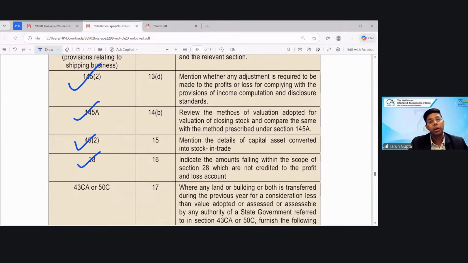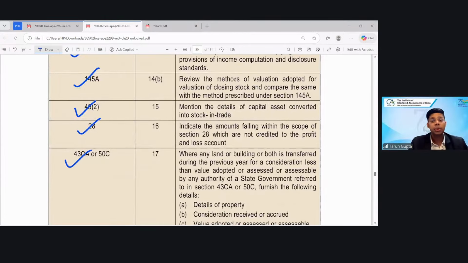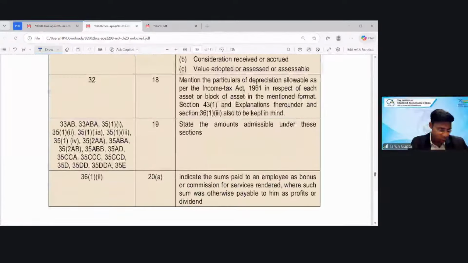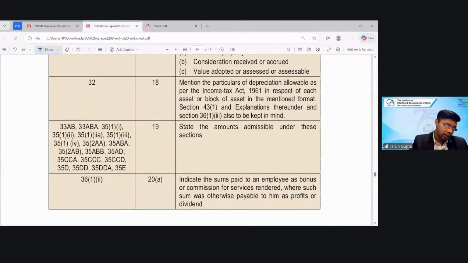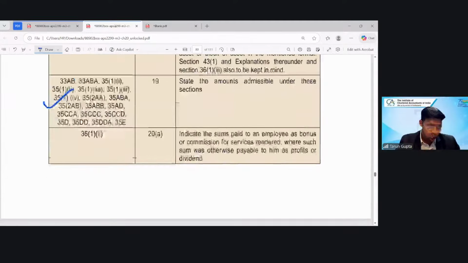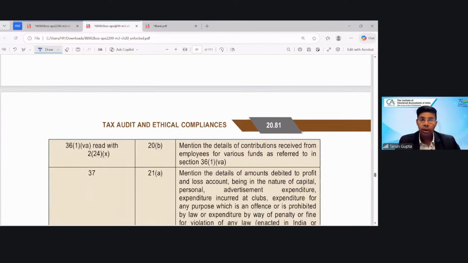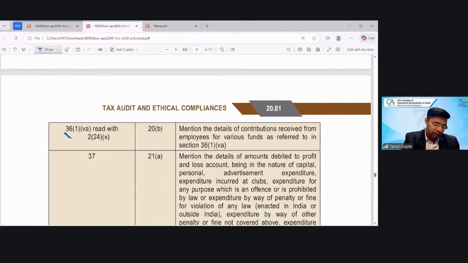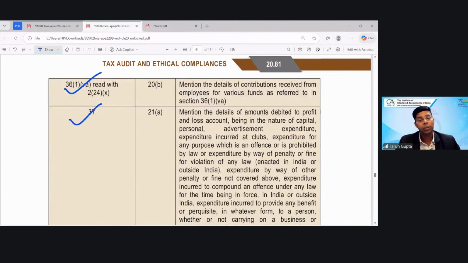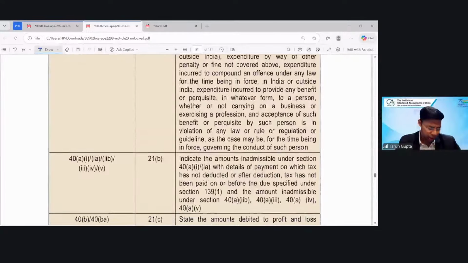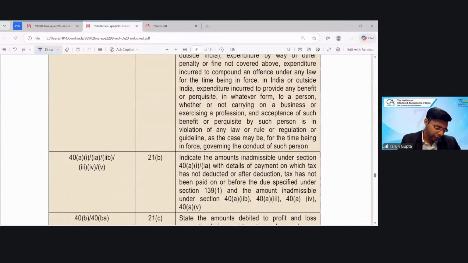Any income which is not included in the P&L account but taxable under section 28. If any immovable property was sold for less than the stamp duty value, the fact is to be stated. All the details of section 32, the depreciation, and all this deduction have to be stated. Section 36(1)(ii) means the bonus or commission paid to an employee in lieu of dividend. Then the employee contribution to PF, whether the same is taxable as dividend or not, we have to state it. Then we have to state any amount to be disallowed under section 37 in the nature of personal or capital expenditure, expenditure on clubs, etc.